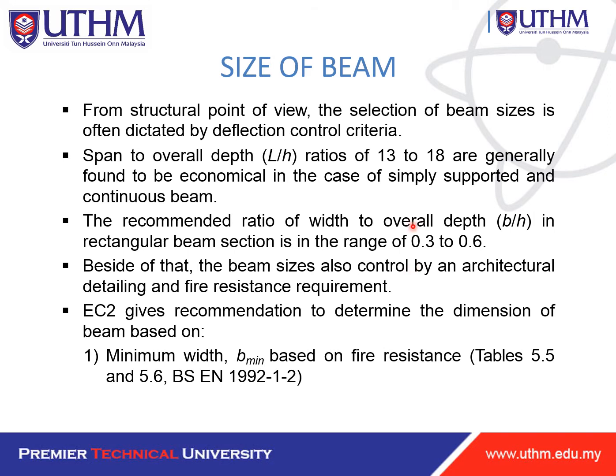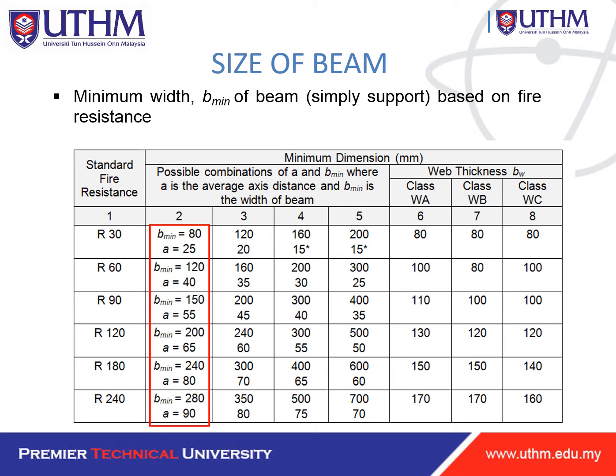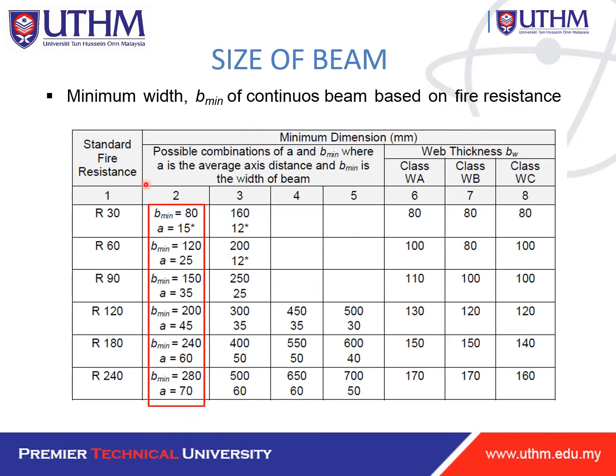We need to determine the b minimum based on the recommendations given in EC2. The minimum b min is based on the fire resistance from Table 5.5 and Table 5.6. This is Table 5.5 for simply supported beams. We can check the b min here based on the fire resistance of 30 minutes, 60 minutes, 90 minutes, and so on. For continuous beams, this is the b min for the standard fire resistance according to R30, R60, R90, and so on. So you can check the b min here.